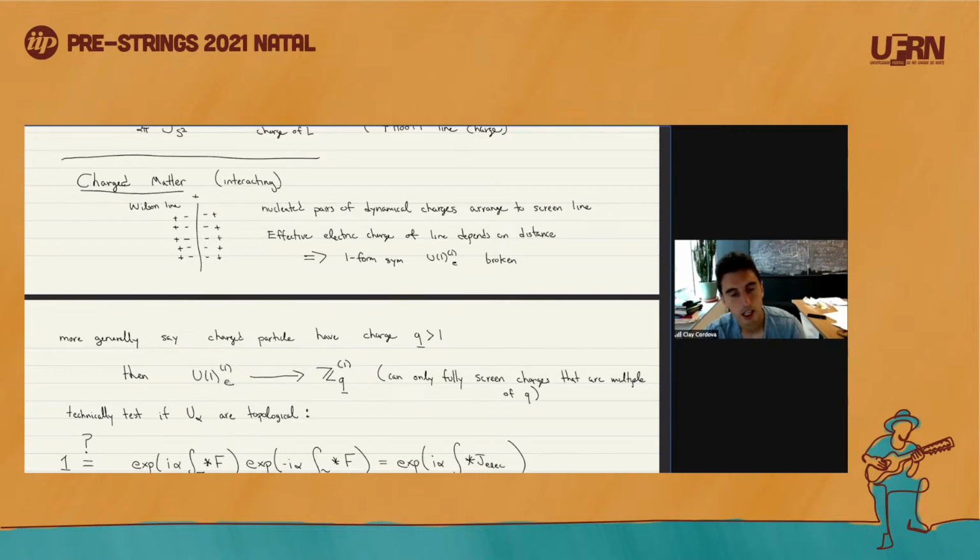Instead, it makes sense to ask about the charge modulo Q. So that's how we got to this statement that the one form symmetry will be, in fact, this ZQ group, where Q was the minimal unit of charge in our problem.